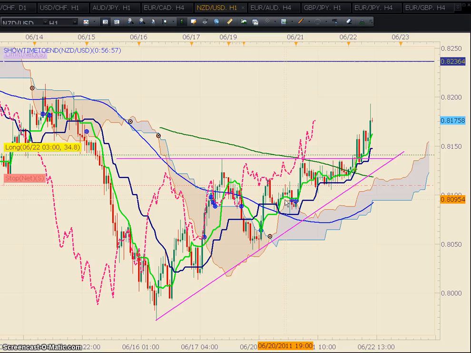I'm not going to go over all the components of the Ichimoku system. I have other videos that show that and talk about that, so we'll just go over this here. The reason we got into this trade was the crossover here. That's what alerted us to the trade.